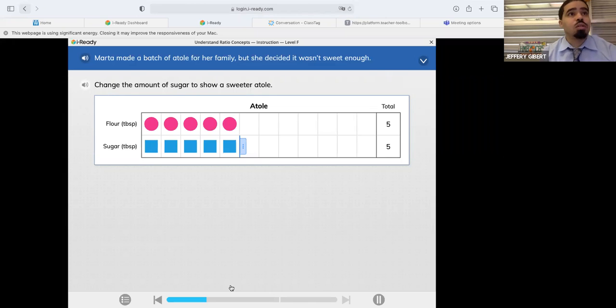All right, so we'll go with David. It says change the amount of sugar to show a sweeter atole. So if we want it to be sweeter, do we want it to have more sugar or less sugar? More sugar. All right, so tell me how much sugar you want this to have. 8. Put it up to 8. 8. All right.